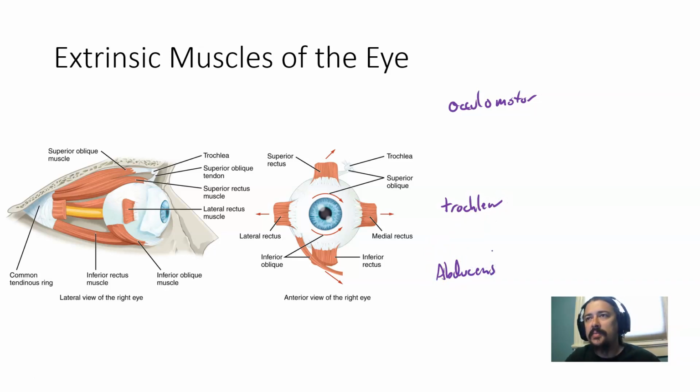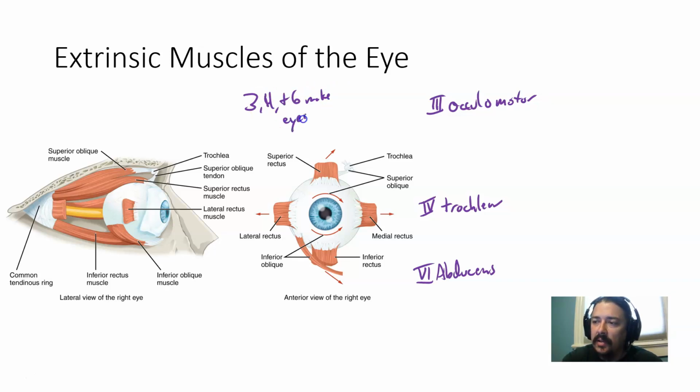Take a second and guess which one, or see if you can remember which nerves these are. These are nerves 3, 4, and 6. The mnemonic, remember, is 3, 4, and 6 make the eyes do tricks. The oculomotor nerve is doing all the heavy lifting.